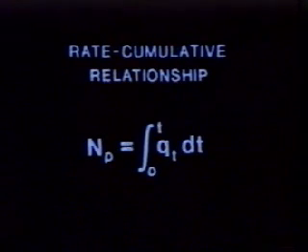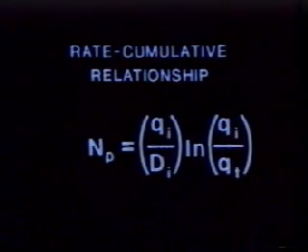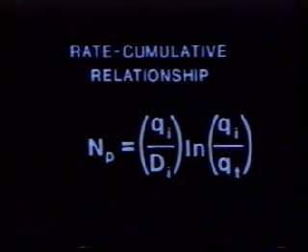Once again, if we integrate the flow rate q sub t with respect to time and flow rate, we obtain the rate-cumulative production relationship shown here. We note that the cumulative production N sub p at any point in time, t, is equal to the initial flow rate q sub i divided by the initial decline rate, d sub i, multiplied by the natural log of the ratio of the initial production rate to the production rate at time t. It becomes clear that our calculation procedures are sequential.